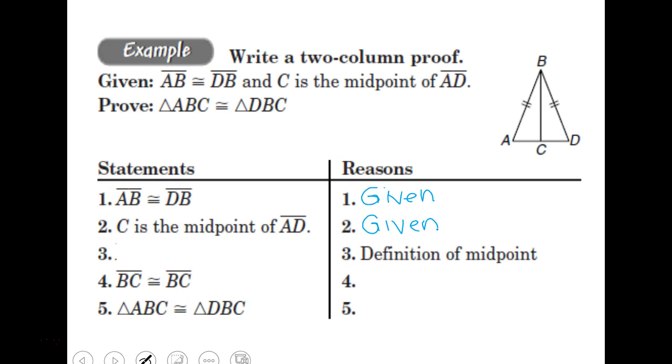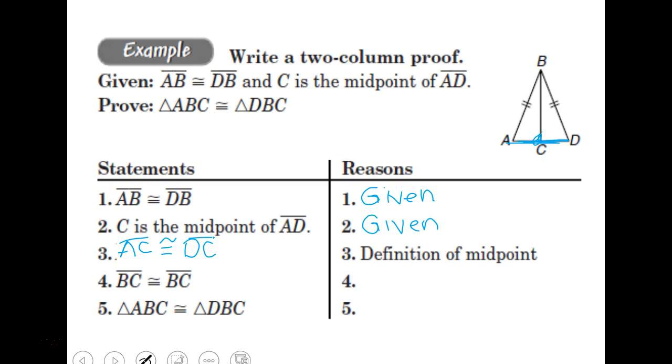For 3, we see the reason is definition of midpoint. A midpoint, by definition, is in the middle of a line, making the 2 pieces of a line congruent to each other. So if C, right here, is the midpoint of AD, that tells us AC is congruent to DC. So we're going to say AC is congruent to DC. And that reason is the definition of midpoint.